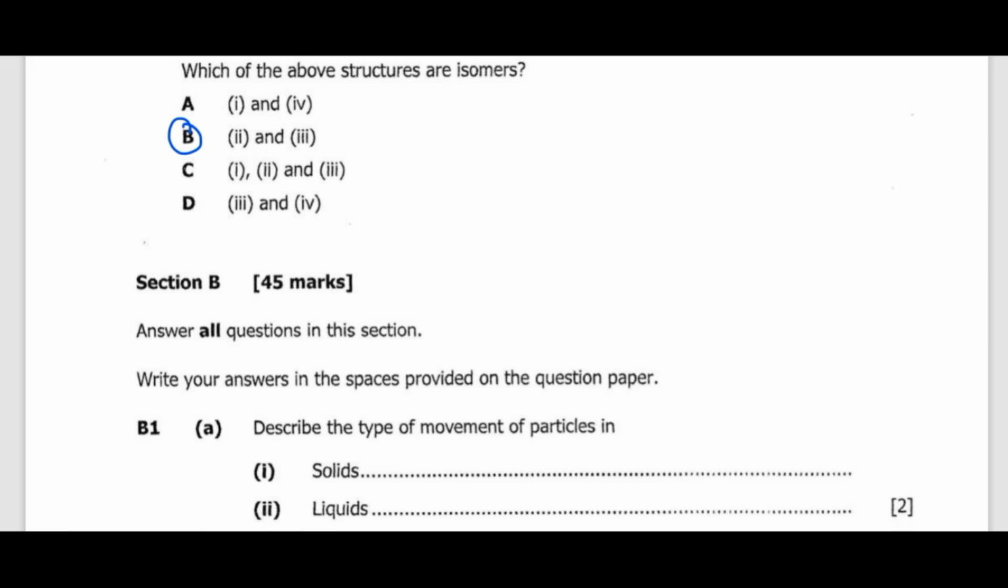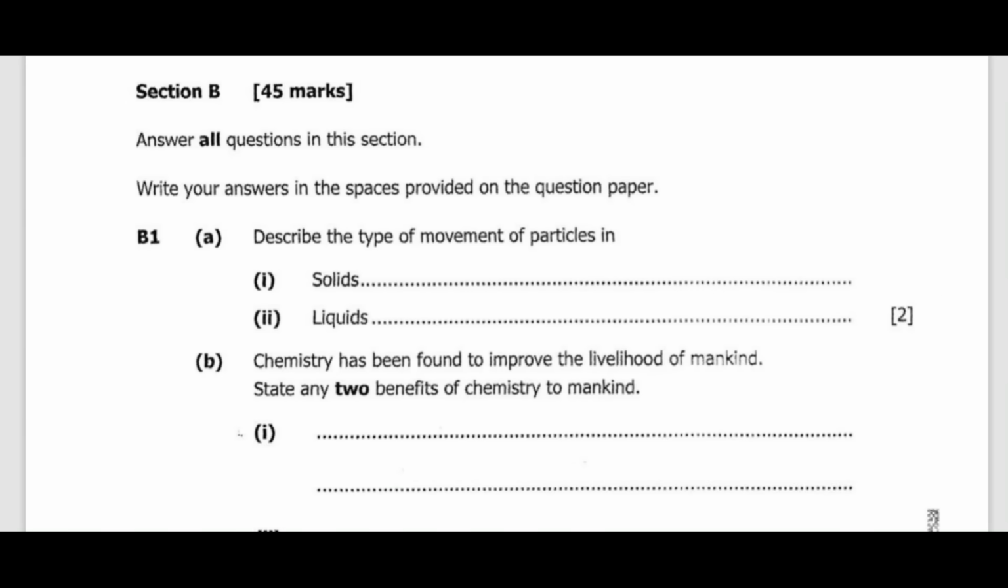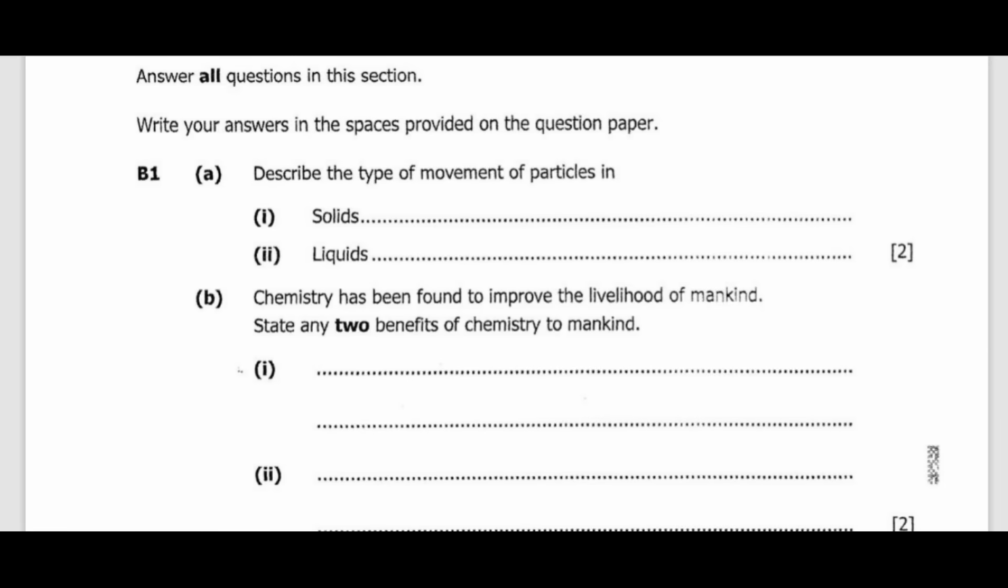Okay, now we can move on to section B. Answer all questions in this section. Write your answers in the spaces provided on the question paper. Question B1, describe the type of movement of particles in the first one, solid. If we look at the structure for a solid, we know that the particles are closely packed. Now what happens if we are looking at the movement? The particles do not move, they only vibrate at a fixed position.